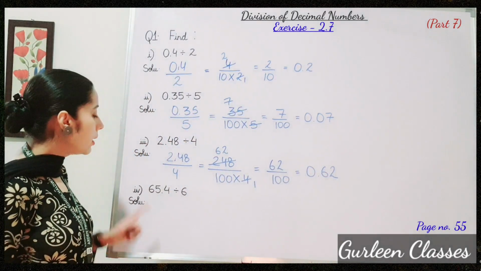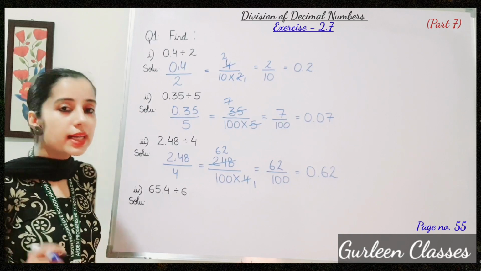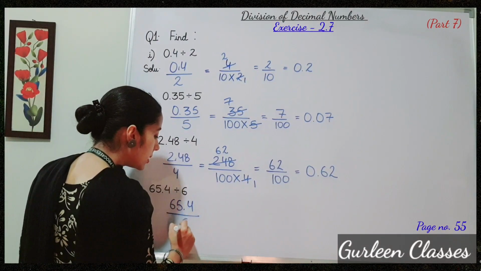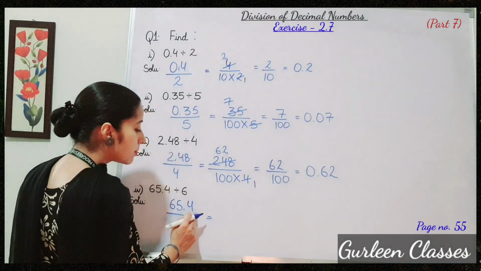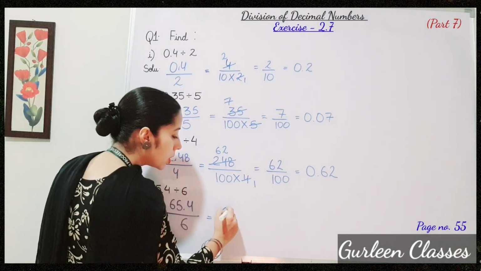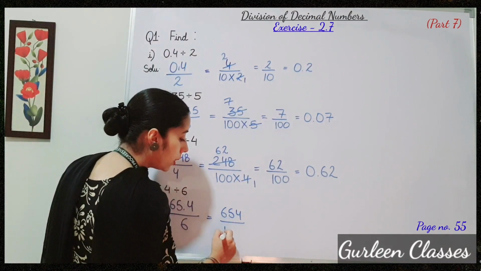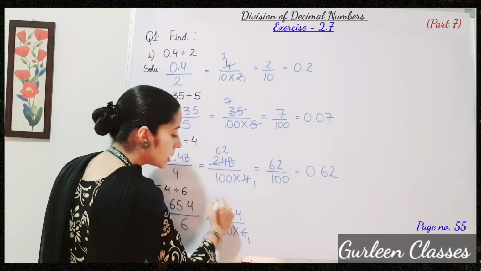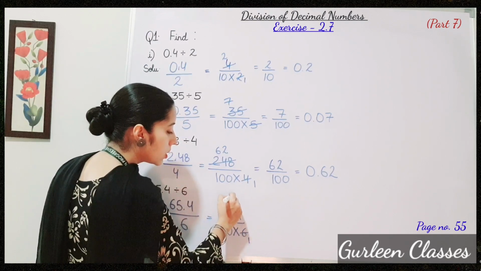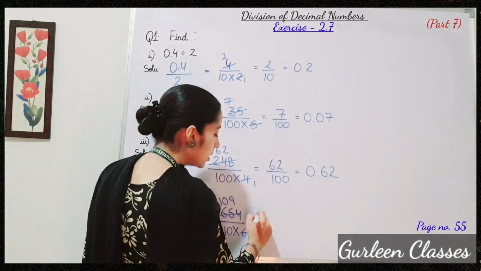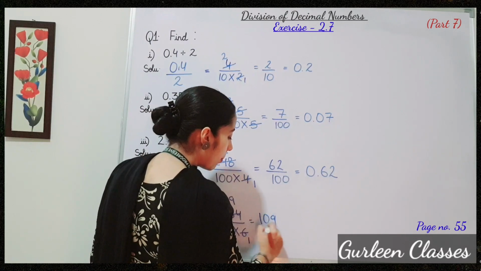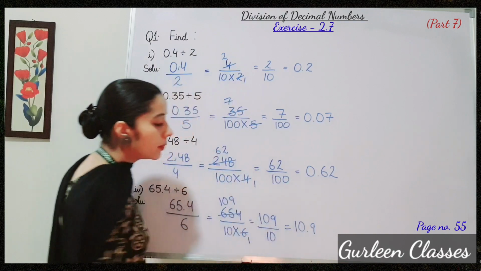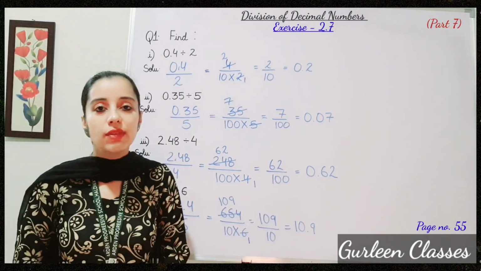Now fourth part, 65.4 divided by 6. So right here, 65.4 upon 6. After the decimal point there is only one digit. So it will be 654 upon 10 into 6. 6 ones are 6. 6 ones are 6. 6 zeros are 0. 6 nines are 54. So 109 upon 10. Answer is 10.9. So students, 5 to 8 parts will be homework.